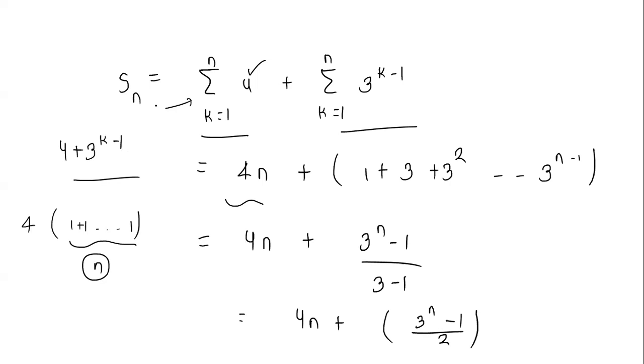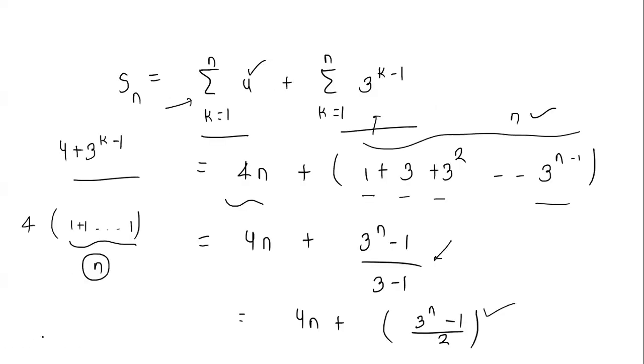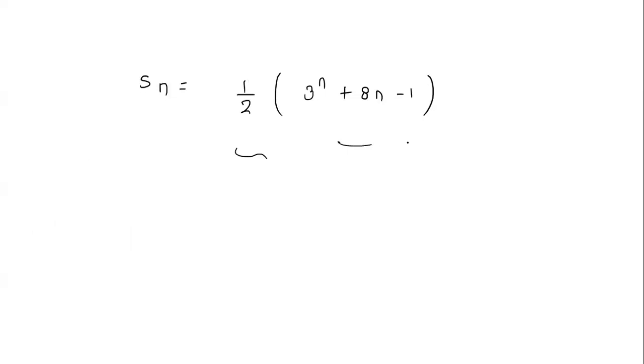We are doing the sum of 4, n times, so it is 4 times n, and here you can place different values of k. It will come like 1 plus 3 plus 3 square up to 3 power n minus 1. So this is a GP. This summation is 3 power n minus 1 divided by 3 minus 1, since there are total n terms. So you can easily do this GP sum, and it becomes 3 power n minus 1 divided by 2. Then you can simplify this. It will become half times 3 power n plus 8n minus 1. So this is the general form of the summation of n terms that we found. This is the final answer.